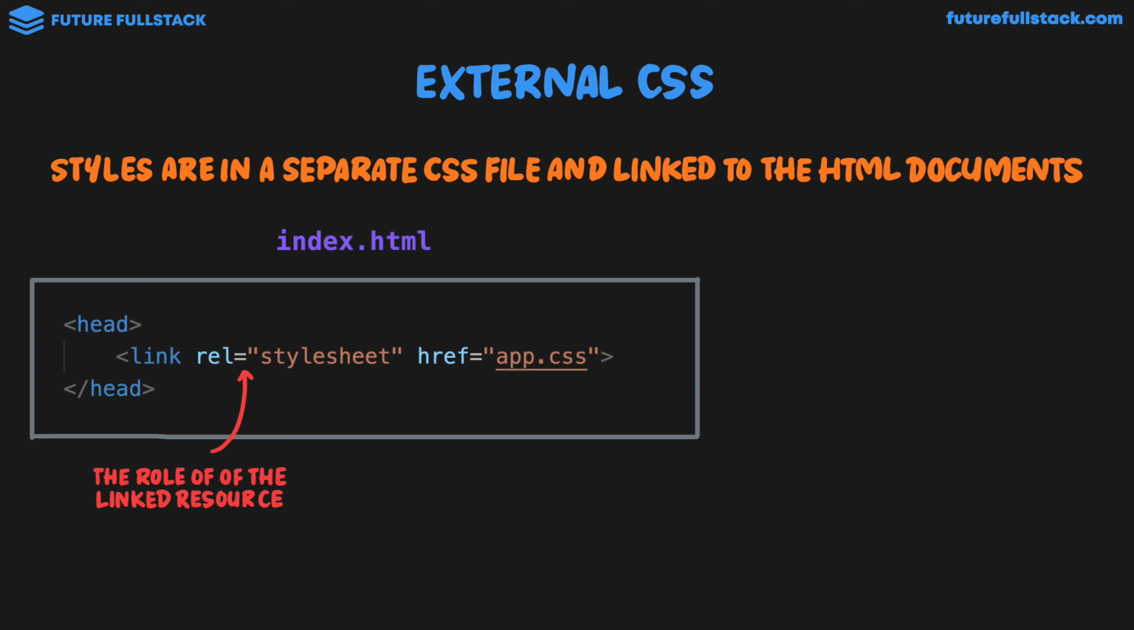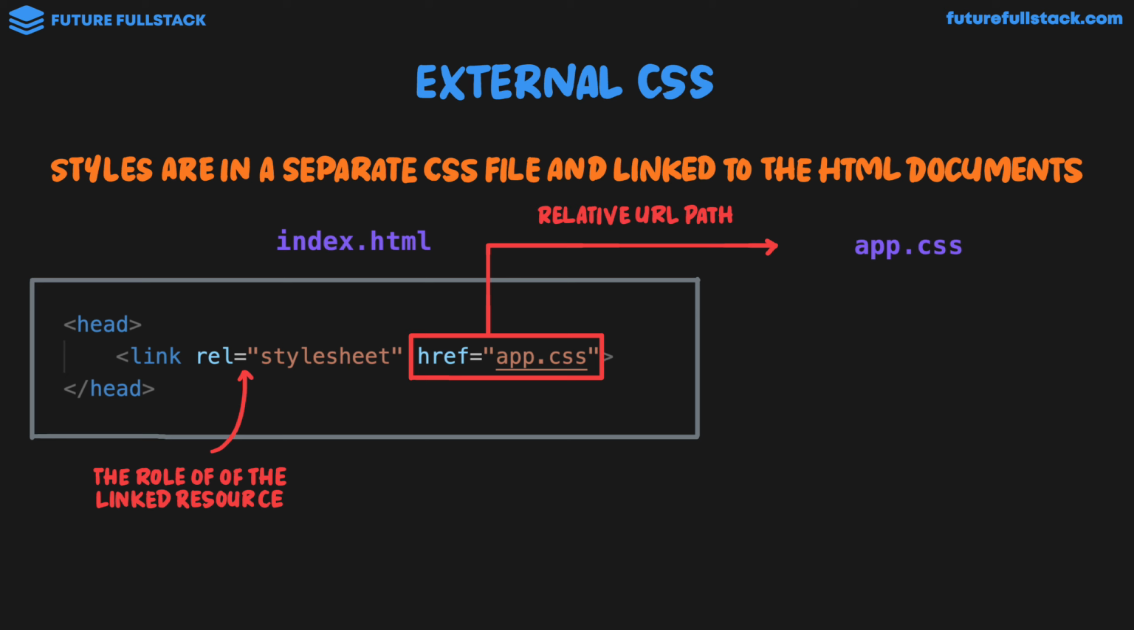The other attribute is the href attribute, which we've met before when discussing hyperlinks. The purpose of the href attribute is to reference the location of the CSS file, which will be somewhere inside our working directory. So we will be using a relative URL path. Now it's common to call your CSS file app.css. So I will do the same here. And you can see our href is referencing this file.